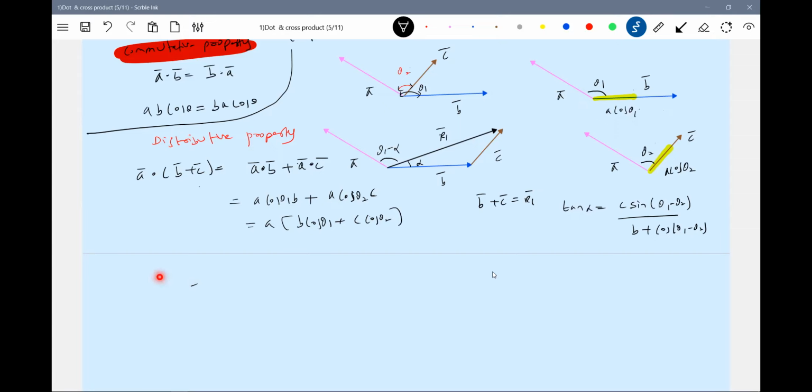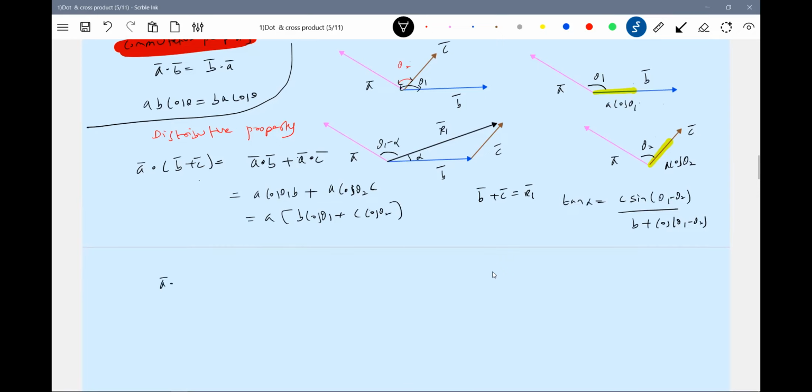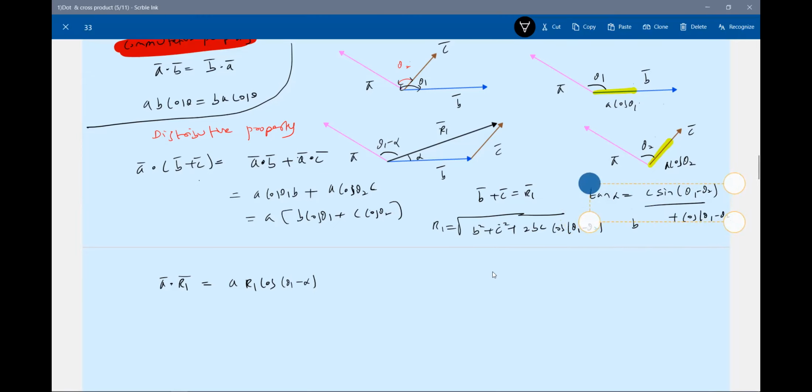So the next expansion is a bar dot r1 bar. So what is a bar dot r1 bar? It should be equal to a r1 cos of the angle between them, which will be theta 1 minus alpha. What is the magnitude of r1? For the magnitude of r1, you have to write b square plus c square plus 2bc cos of the angle between b bar and c bar, theta 1 minus theta 2. Things are not that easy. All these things, we are just using some laws, distributive law, commutative law, that have some significance.